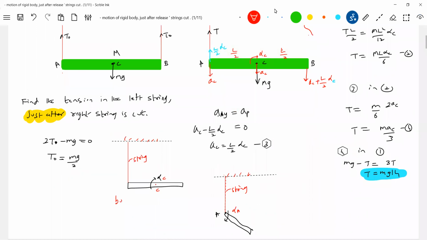Here, the rod describes both translatory and rotating motion. Here, the rod describes only rotating motion. Are you able to understand this? This is what practically happens.